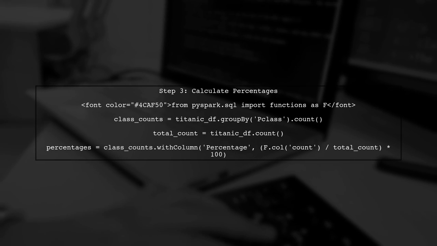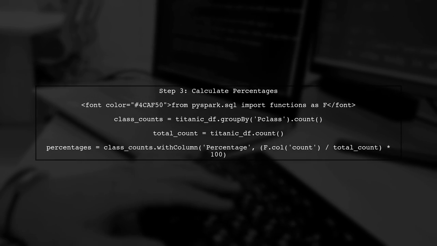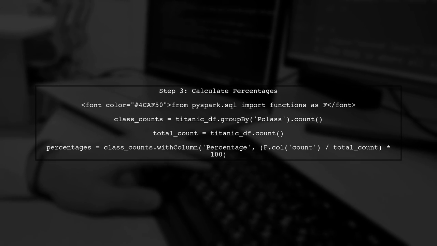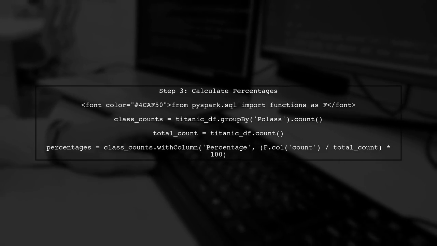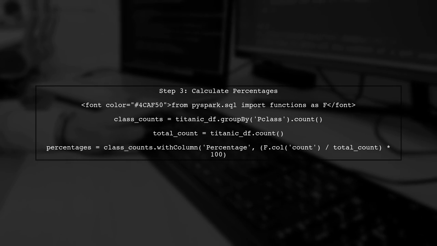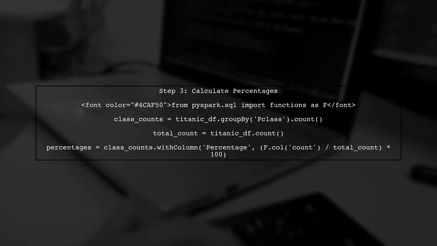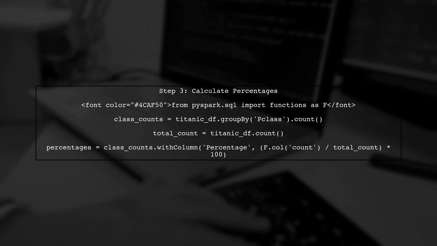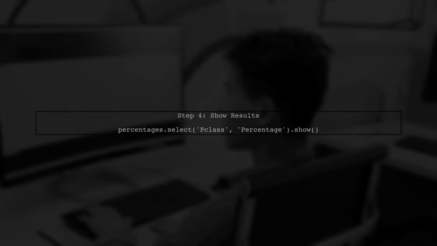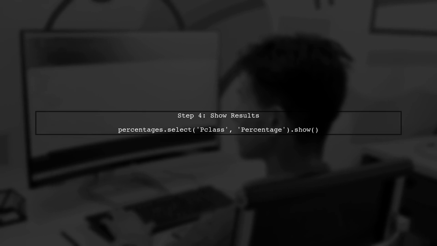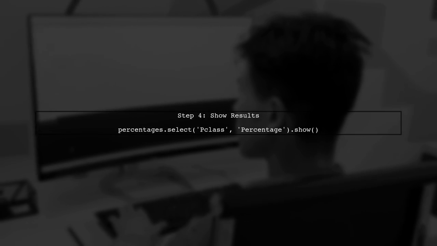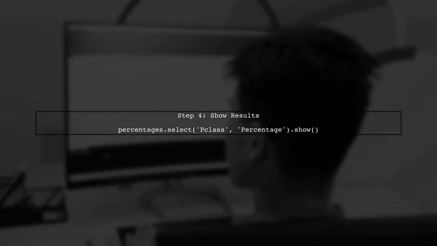Now that we have our data frame, we can calculate the percentage for each bucket. Let's say we want to calculate the percentage of passengers in each class. Finally, we can display the results. This will show us the percentage of passengers in each class.